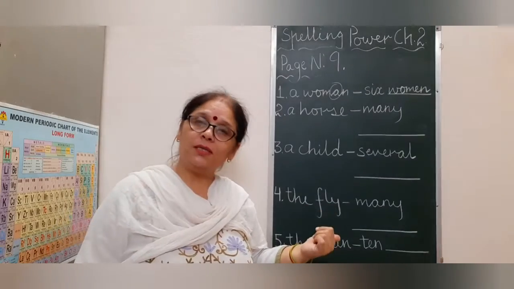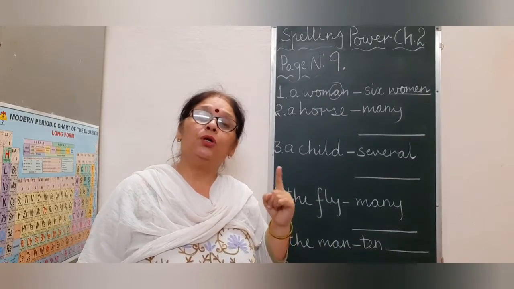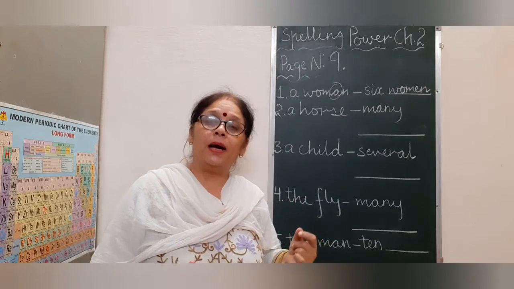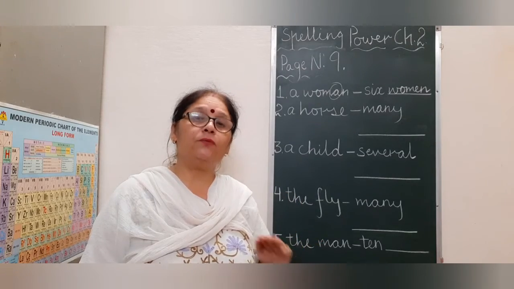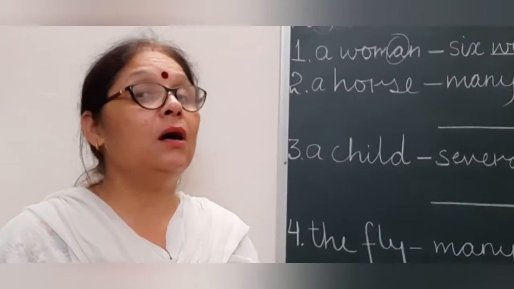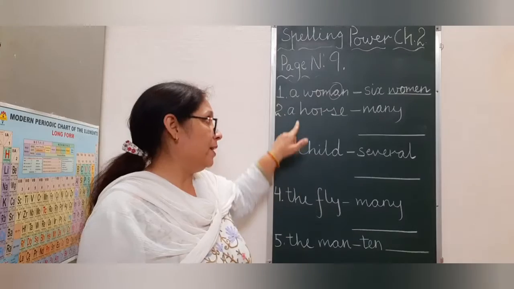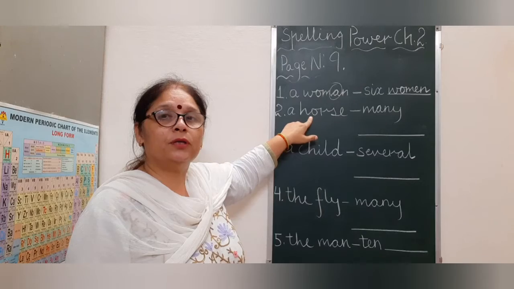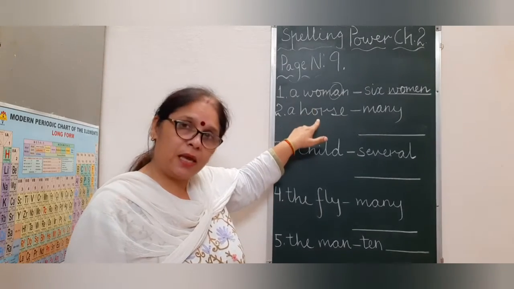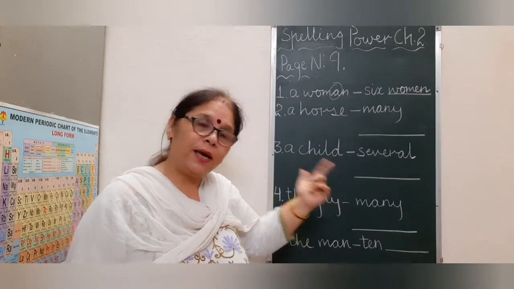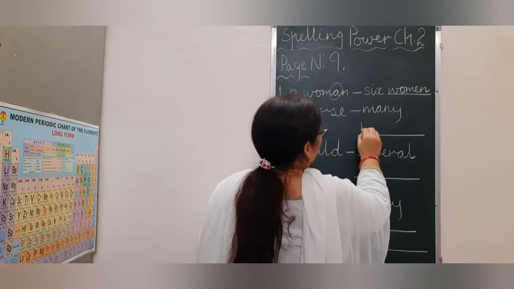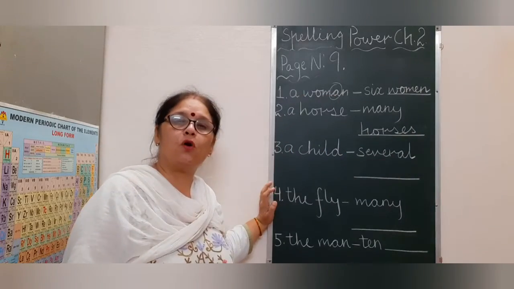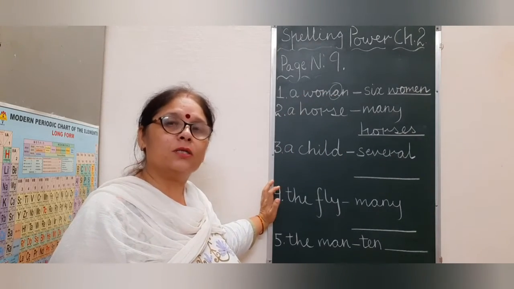Next is a horse. Many horses. In the first rule, you read that we form the plural nouns by adding S only without changing the root word. Yes, this is the word which will not be changed. So the root word is horse. It will remain same. We have to add only S. Horses. Many horses.